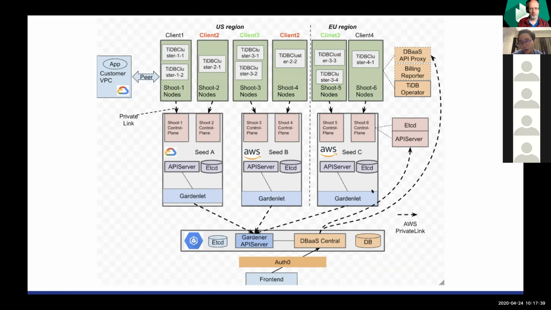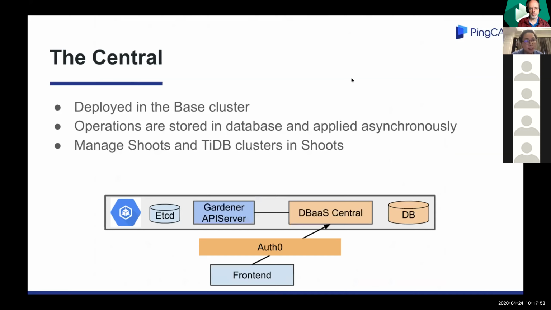And the central will also talk to the API server of the shoot to deploy and reconcile components in the shoot cluster, like some control components and the TiDB clusters themselves. Let's break it down. First, the central. The central is deployed in the base cluster and it's a singleton globally.